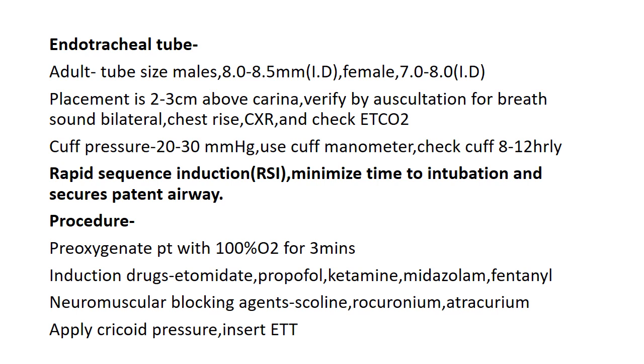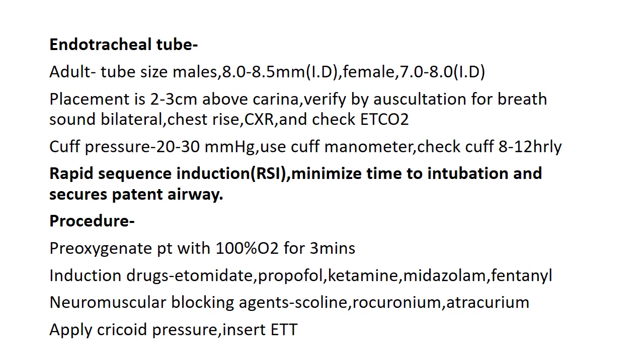Cuff pressure: maintain it between 20 to 30 millimeters of mercury, and use a cuff manometer to check the cuff pressure every 8 to 12 hours. Why? You should not keep the cuff pressure less than 20 or more than 30. If you keep the cuff pressure less than 20, the patient might aspirate. And if you keep the cuff pressure more than 30, there might be injury to the tracheal mucosa. So always maintain it between 20 to 30.